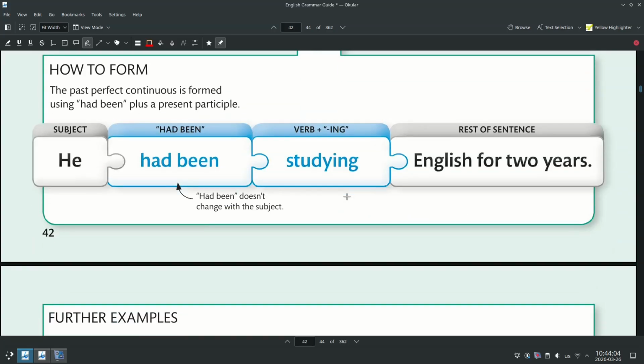Let's talk about how to form this tense. The first place takes the subject: he, she, it, we, they. Then goes had been. It doesn't change with the subject. Then we have our main verb, the ing form, to show the progress, the process. Then goes the rest of the sentence.